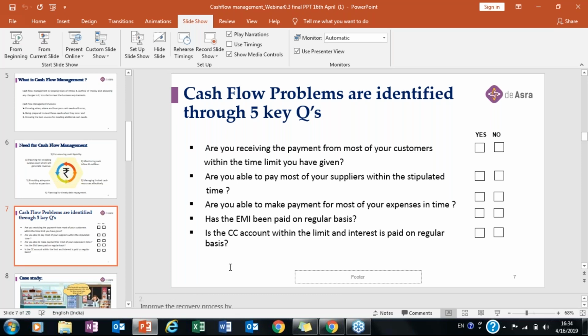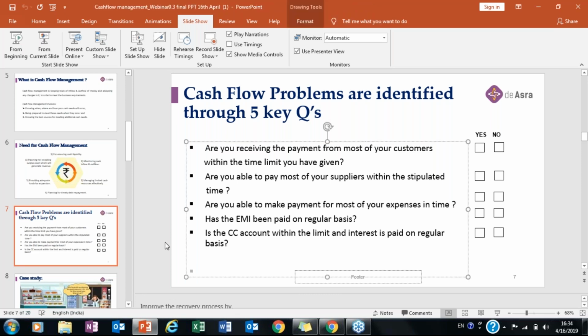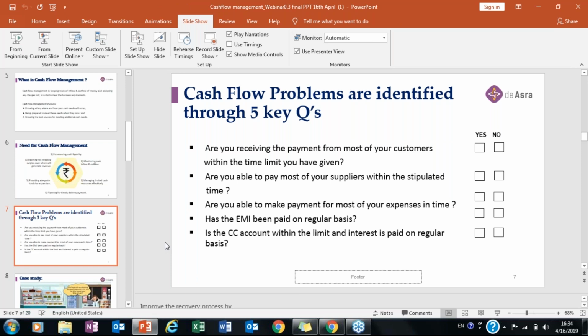Is the CC account within the limit and is interest paid on a regular basis? So CC account means cash credit account. So why is a cash credit required? A cash credit is nothing but the amount of working capital that you require for your business activity on a day-to-day basis.